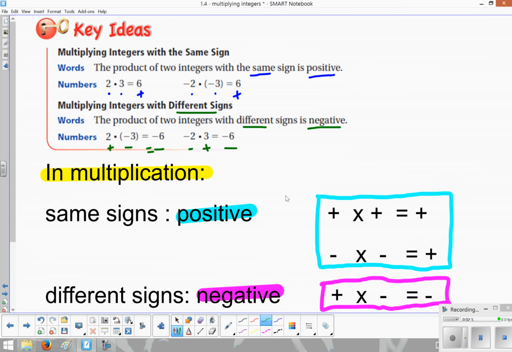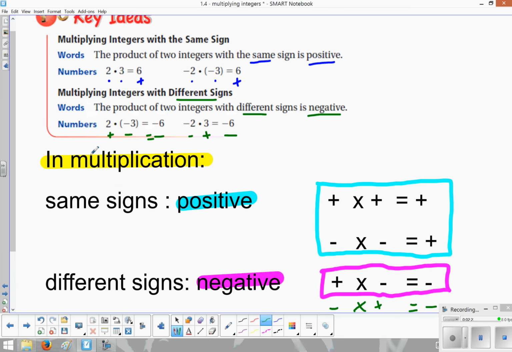So make sure you copy down either the key idea at the top from the book or my short version down here. Okay? Make sure you also get it memorized because it's going to be very important for this chapter and the chapters to come for the year.